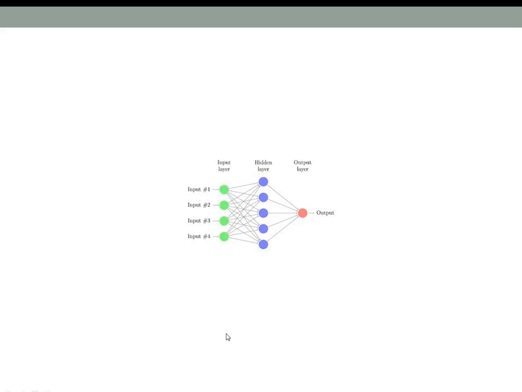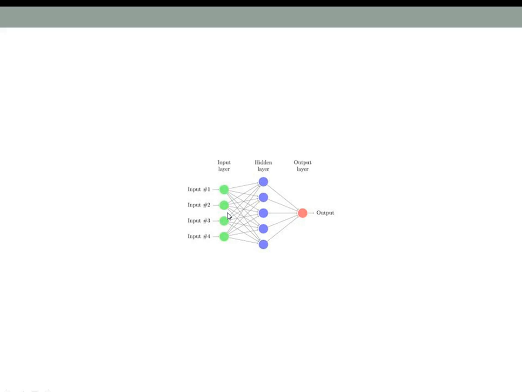Okay, so here's another picture of a neural network. And here we have 4 inputs. This layer is called the input layer. This is called a hidden layer. And this is called the output layer. Those are the typical terms. And the input layer just means the layer where the input variables go. So this would be x1, x2, x3, x4. Those are just the input values.